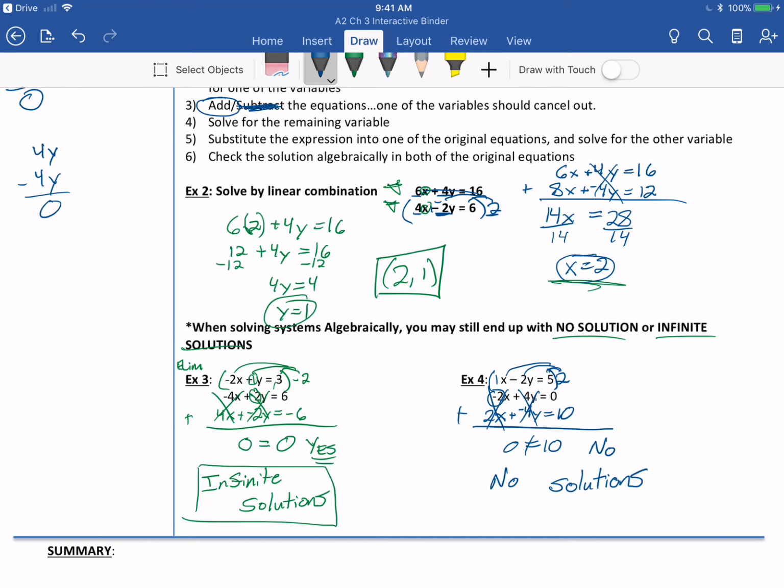All right, so a couple different things there. Most of the time you're going to end up with one solution like this, but sometimes you end up with that infinite and no solutions. All right, so the goal there for elimination, you want to try to get opposites in one of those columns, either the x column or the y column, and go through there.